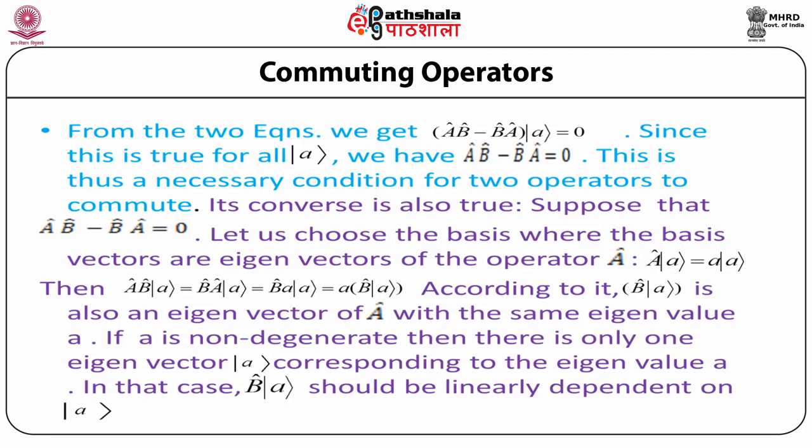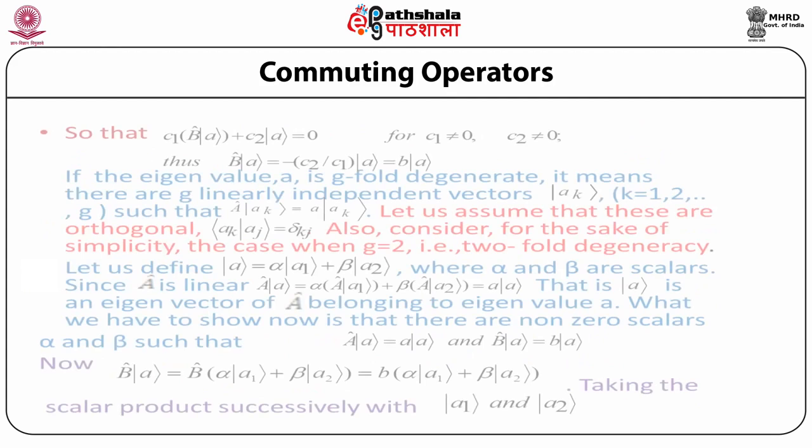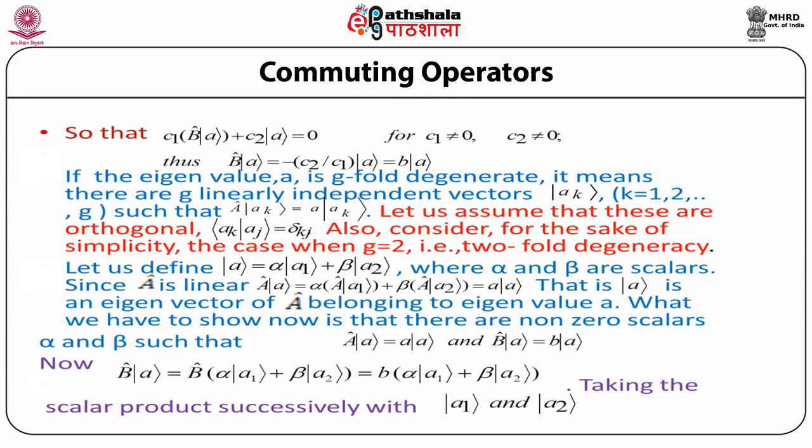eigenvalue A. Now, if A, that is the eigenvalue A, is non-degenerate, then there is only one eigenvector, ket vector A, corresponding to the eigenvalue A. In that case, operator B acting on ket vector A should be linearly dependent on the ket vector A, or can be expressed as a linear combination of the ket vector A. Commutating operators. So we are discussing the case where the eigenvalue A is non-degenerate.